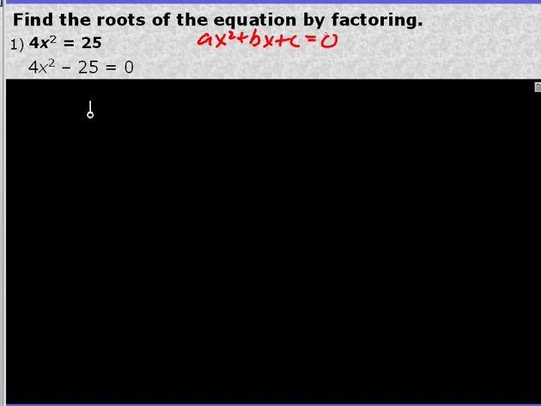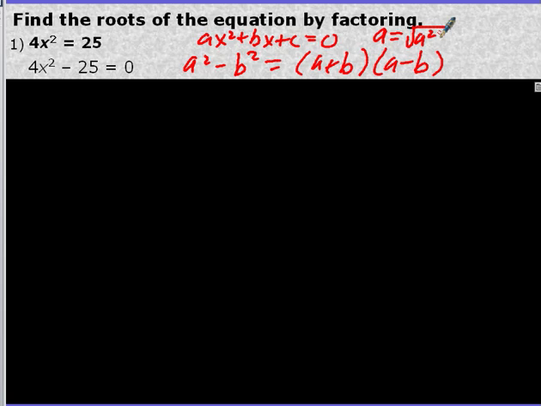And this is basically the product or the difference of perfect squares. Remember, a squared minus b squared equals a plus b times a minus b, where a is equal to the square root of a squared and b is equal to the square root of b squared. This is the difference of perfect squares.